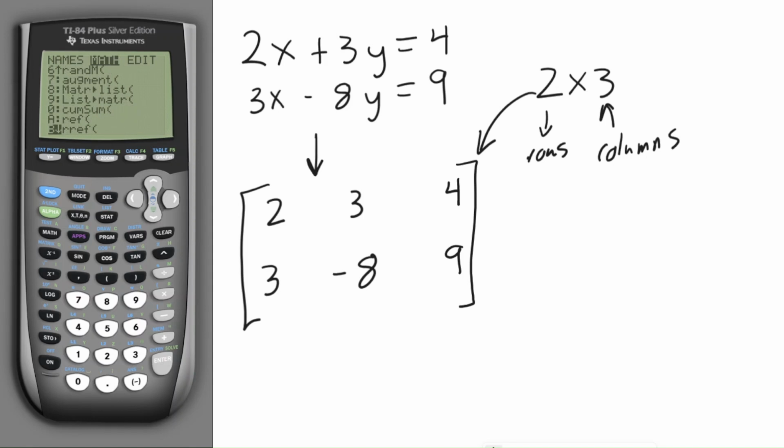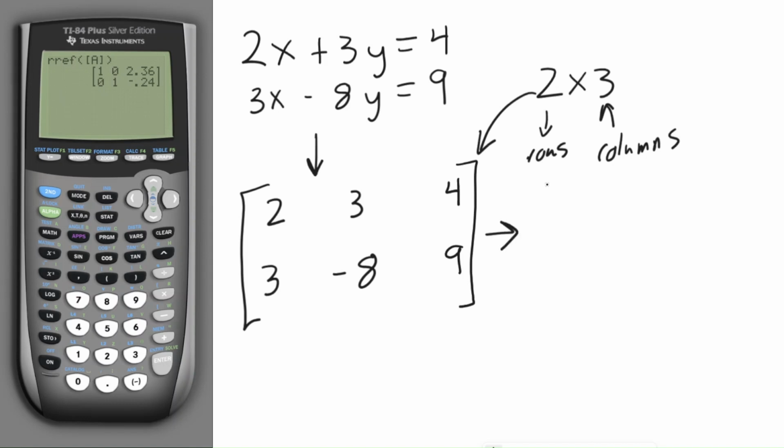So if I go down to what's called RREF, it stands for reduced row echelon form. You don't need to worry about what that means, but if we hit enter there, it asks what matrix. So we'll go back to second matrix, and then this time just go to the name A, hit enter. Doesn't matter if we close the parentheses or not. Hit enter, and it gives us an equivalent system.